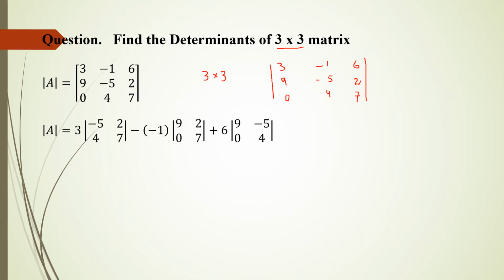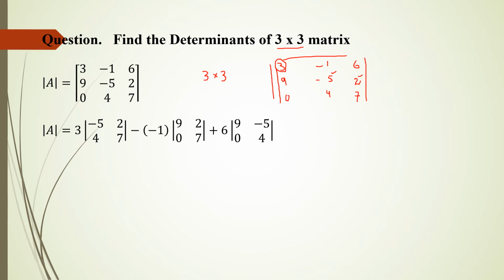Now dear student, look here. In this step, the leading element we have is 3. This 3 occurs in the first row and first column, so we will leave the first row and first column. The remaining elements which we have are -5, 2, 4 and 7.